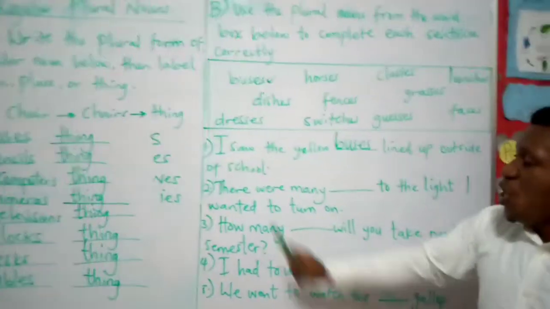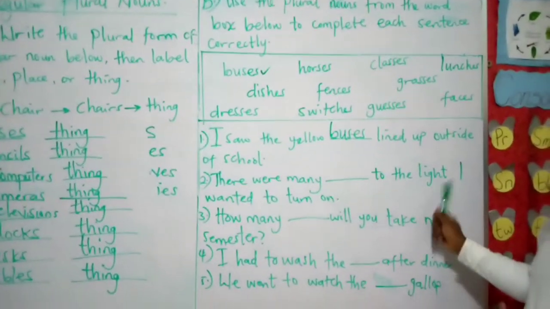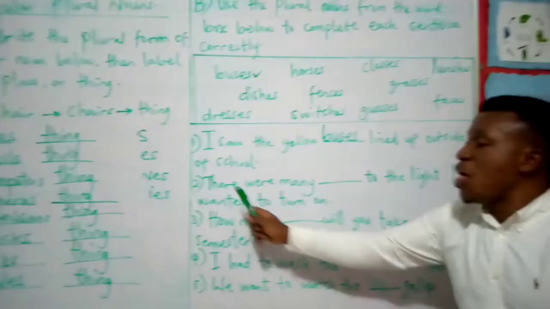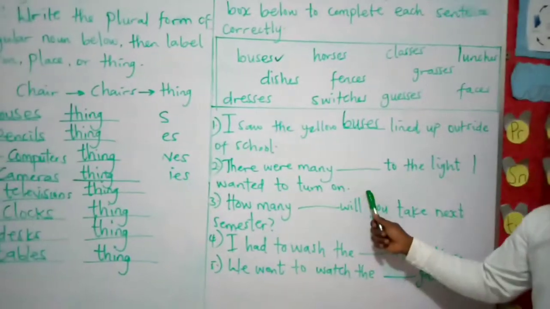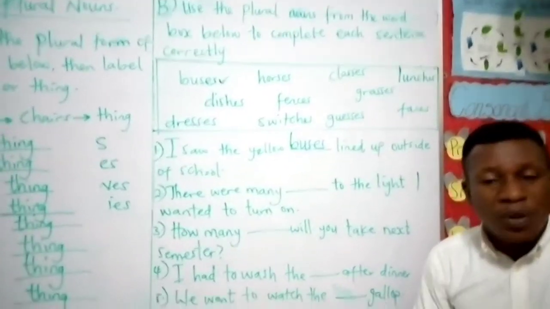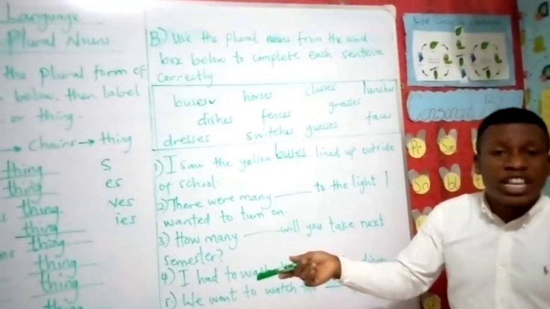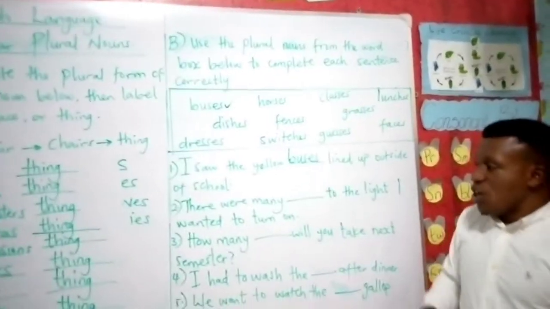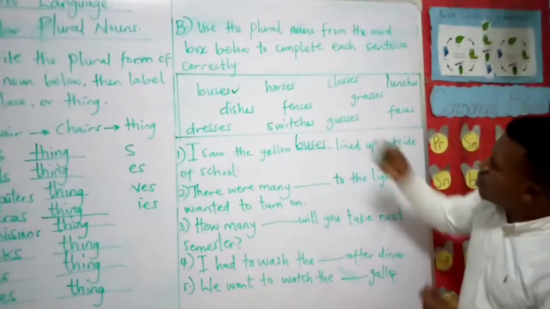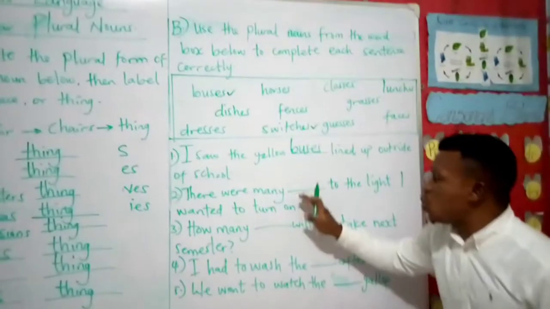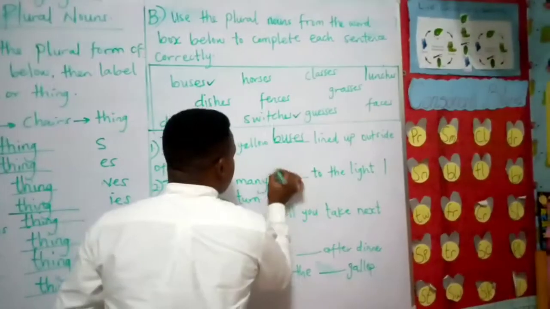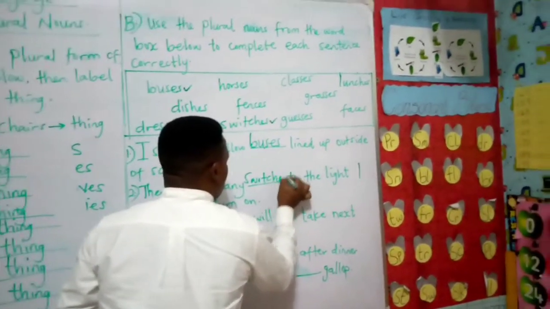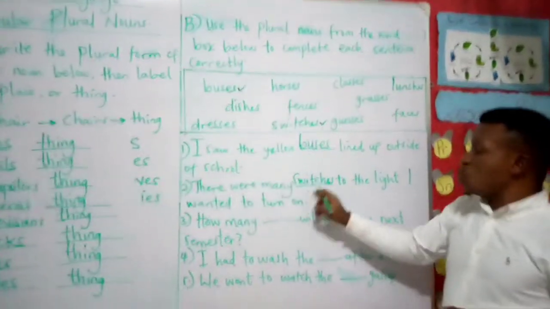Number 2 says, there were many dash to the lights I wanted to turn on. Many what? We turn on our light from where in our houses? From the switch. So there were many switches. There were many switches to the light I wanted to turn on. So switches is our answer for number 2.